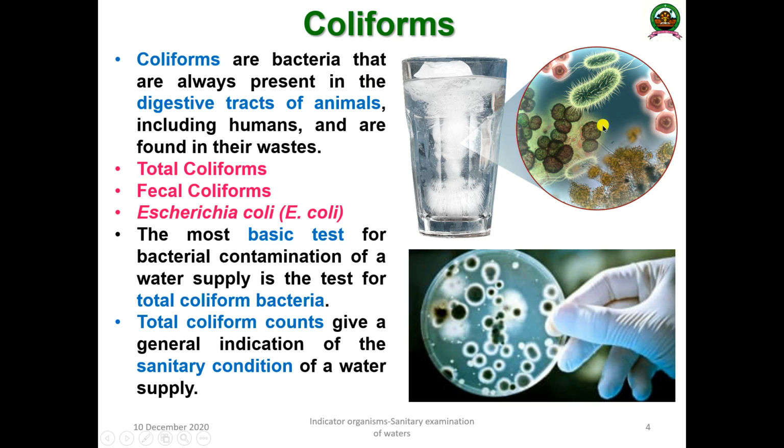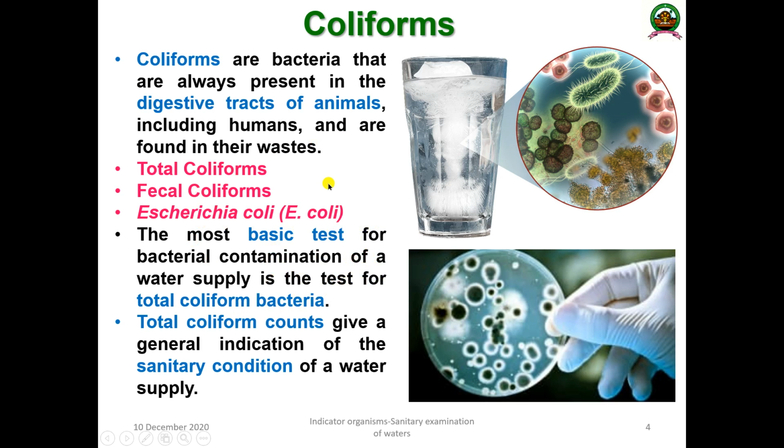Here you can see one class of this, and you can see a lot of pathogenic bacteria. If you grow them in a microbiology laboratory, you will be able to see a lot of organisms, such as bacteria and fungi. Sometimes this indicates total coliform, fecal coliform, and E. coli. The most basic test for bacterial contamination of the water supply is a test for total coliform.